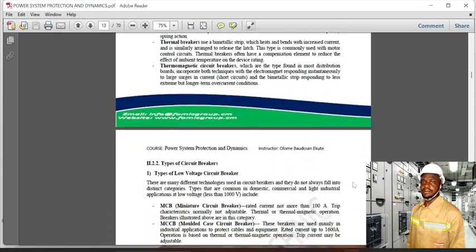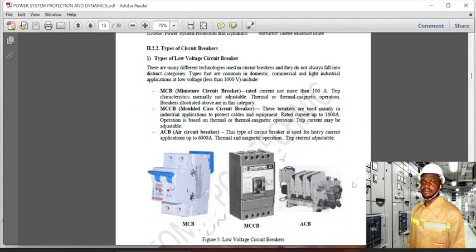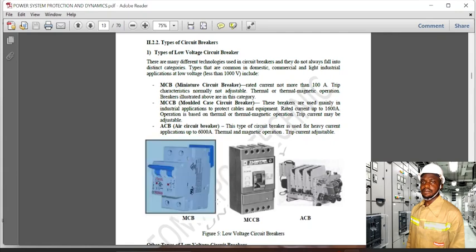You can read through these notes, but here we have the various types. We have the MCB, which is a miniature circuit breaker. This one has a rated current of maximum 100 ampere. So based on the various types of low voltage installations which you have, you can have circuit breakers ranging from 10 ampere, 20 ampere, 32 ampere, 60 ampere, 100 ampere.